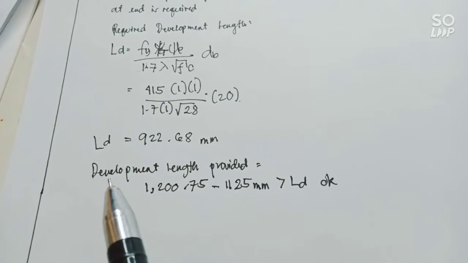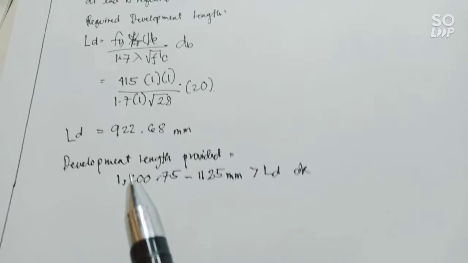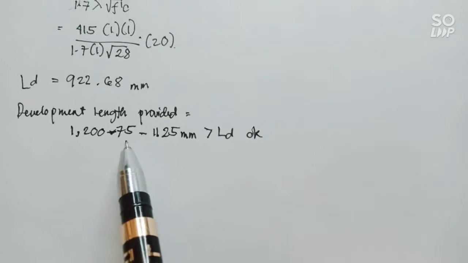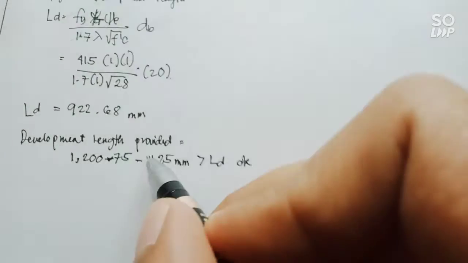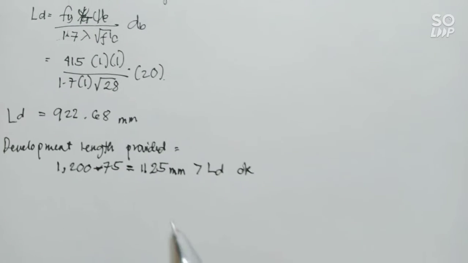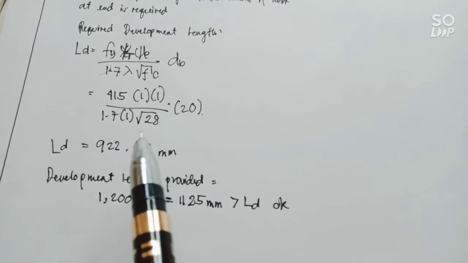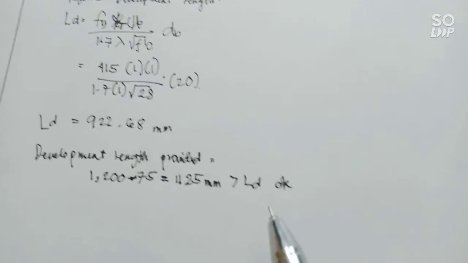So the development length provided is 1,200 minus 75, which is equal to 1,125 millimeters. So it is greater than Ld, so it is okay to use.